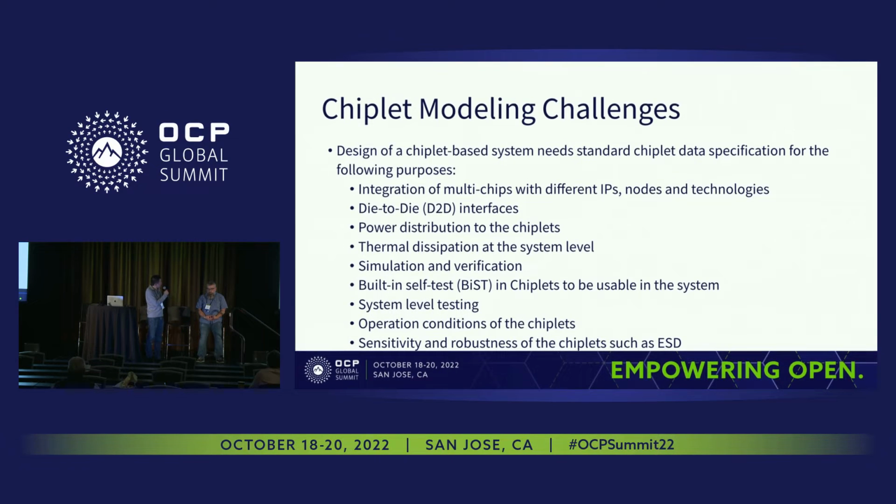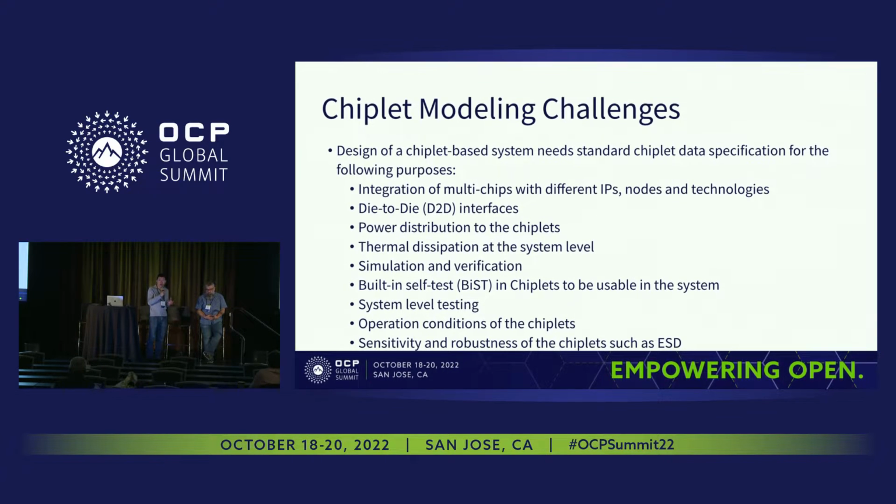Then there's the die-to-die interface. You hear quite a number of them, right? Such as a bunch of wires, UCIe, and so on. Each vendor could be supporting one or another, or both. So we have to know what is there in order to put these things together.